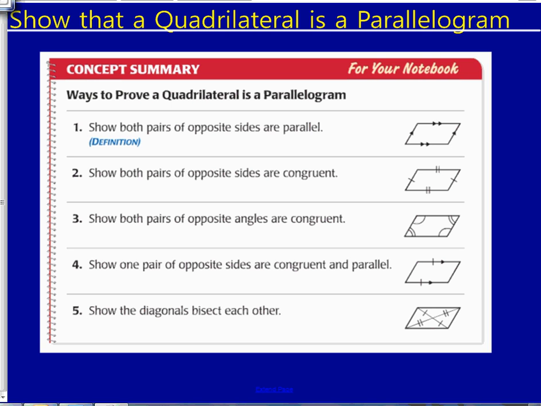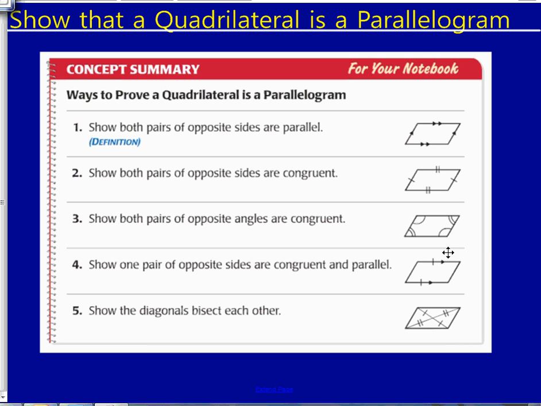They're very self-explanatory and very easy to understand, but they are theorems that we can use in proofs of parallelograms. So we have show both pairs of opposite sides are parallel, okay? And then show both pairs of opposite sides are congruent, just like that. Show both pairs of opposite angles are congruent. And then show one pair of opposite sides are congruent and parallel.